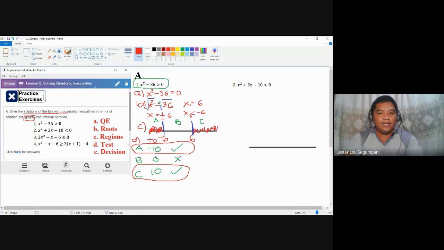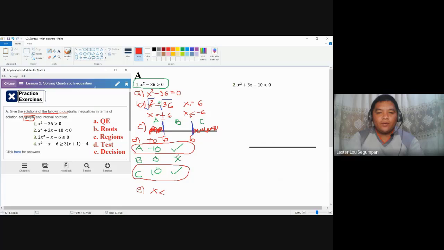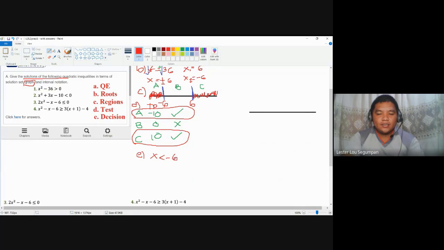So for letter E, we need to decide. These regions here are solutions. So this region is actually all values of x less than -6, because this has no equality, or all values of x greater than +6. So this is the linear inequality form for the solution for number 1.